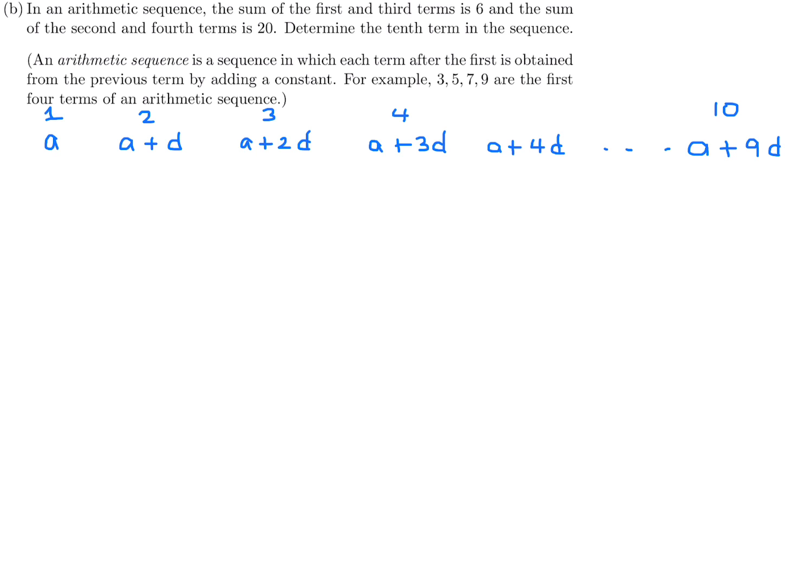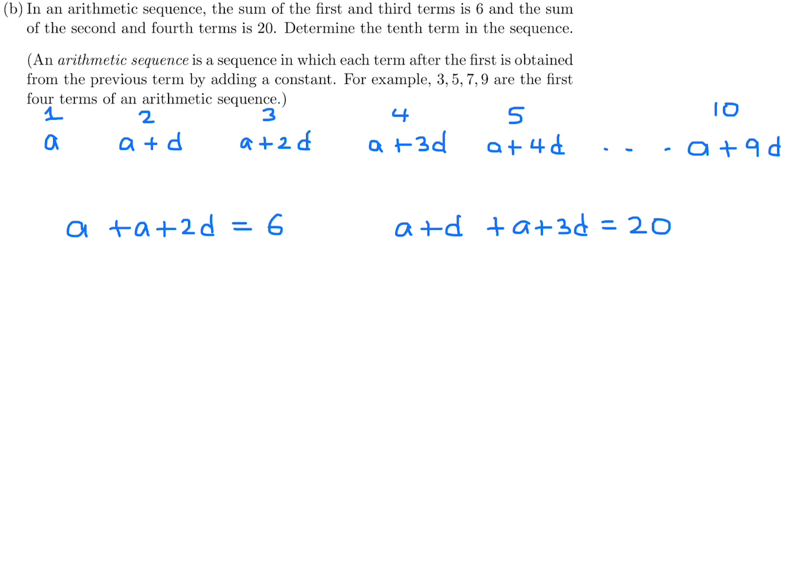Okay? All right. So let's just use the question. The sum of the first and third. So this is the first, a, plus the third, a plus 2d, and they're saying that is 6. The sum of the second term and the fourth term, a plus 3d, is equal to 20.